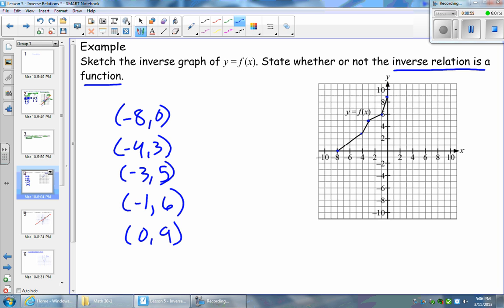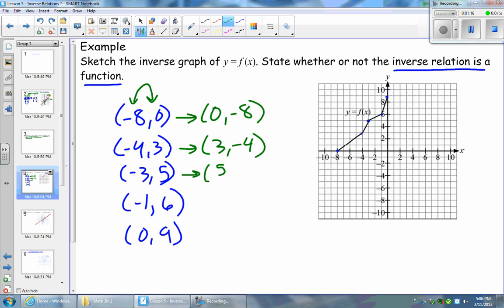Okay, so to graph the inverse relation, it's quite simple. All you have to do is switch the x and y values around. So this point is going to become 0, negative 8. All right, and this point is going to become 3, negative 4. If we keep going, you get 5, negative 3. So by now, you should get the general idea. Just switch your x and y coordinates around, and there you go. You got your inverse relation.